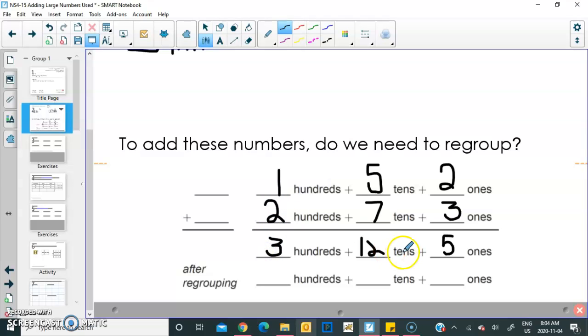Now, boys and girls, we know that we don't need to regroup the 5, but we need to regroup the 12. So we have one group of 10 10s. So we have to take that over to the hundreds because we know 10 10s equals 100. So we have 3 plus 1, which equals 4. We have a 2 left over in the 10s, and our 5 stays the same. So we have 425.